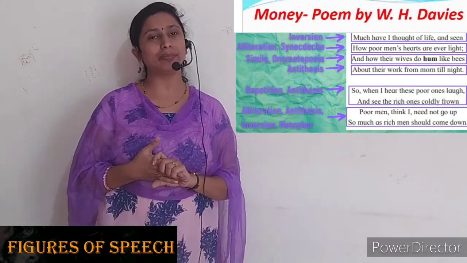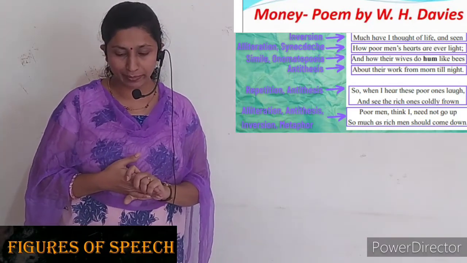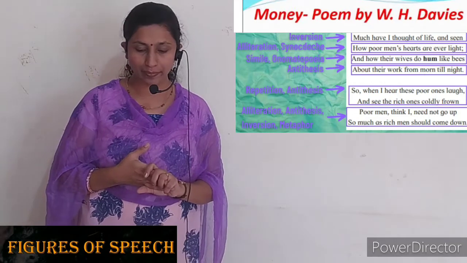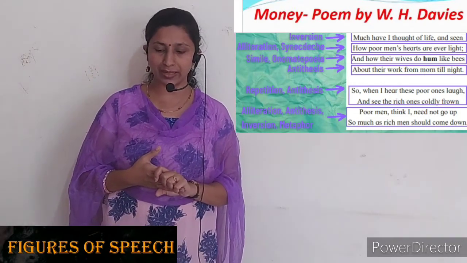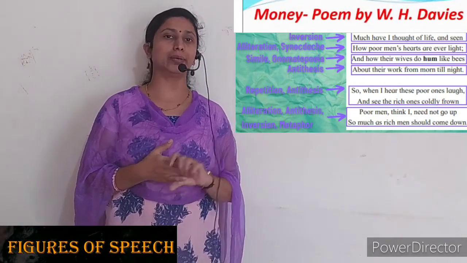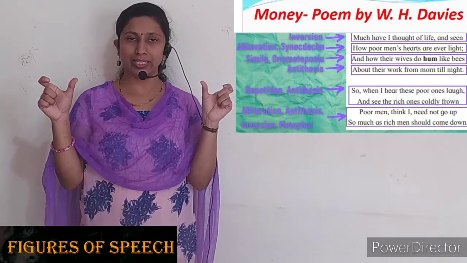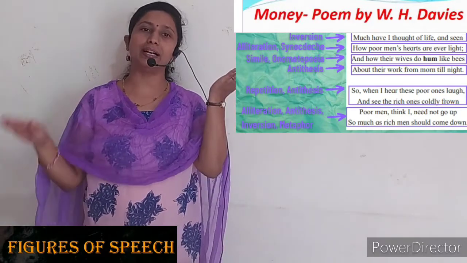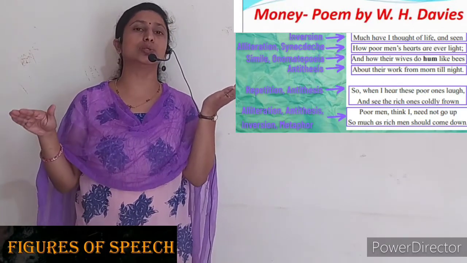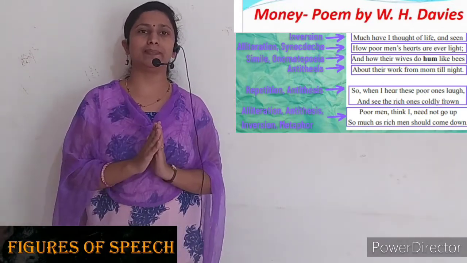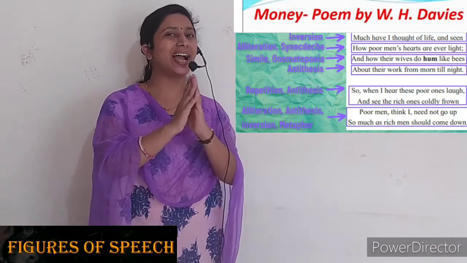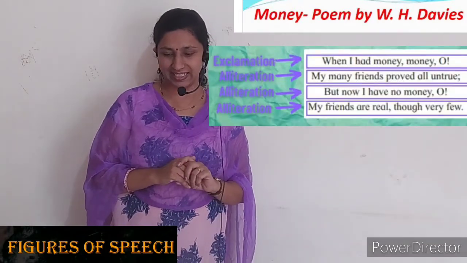Now the next, the same two lines are there. Poor men think I did not go up so much as rich men should come down. Now again here poor, rich. These two words stand in opposite meaning, and next, go up and come down. These two actions also stand opposite in meaning. That's why it is an example of antithesis. Now the last stanza.